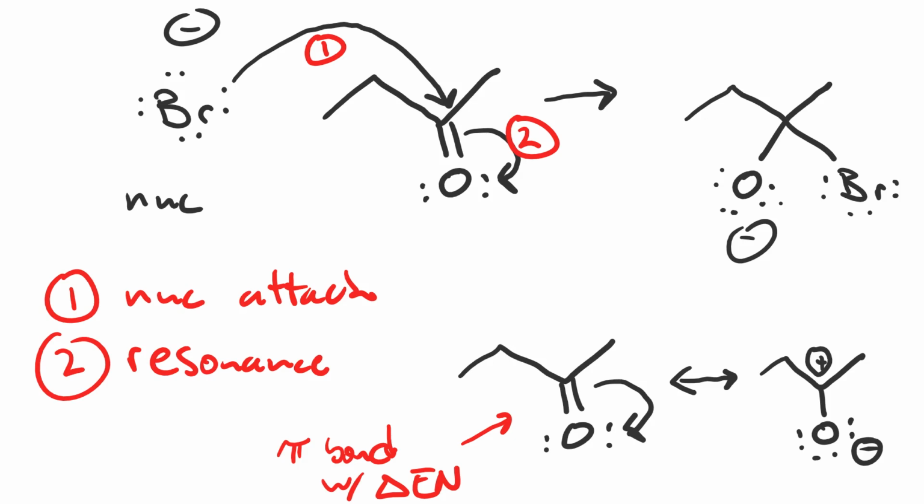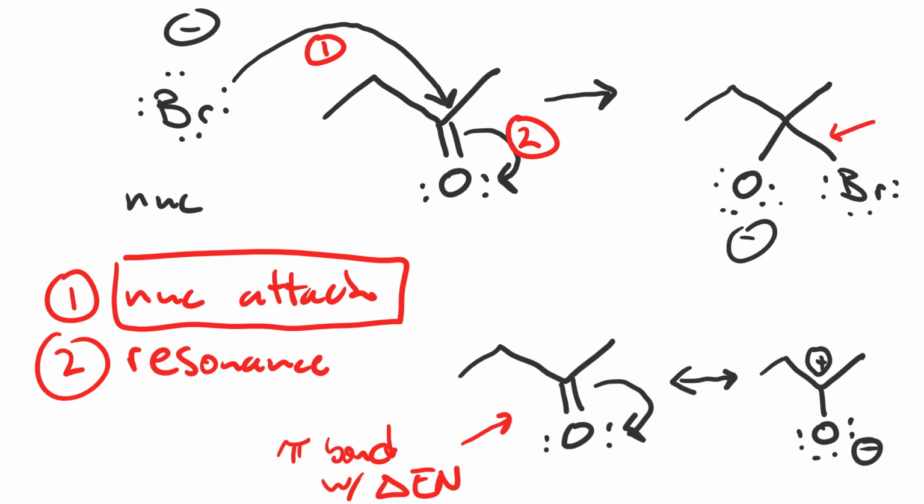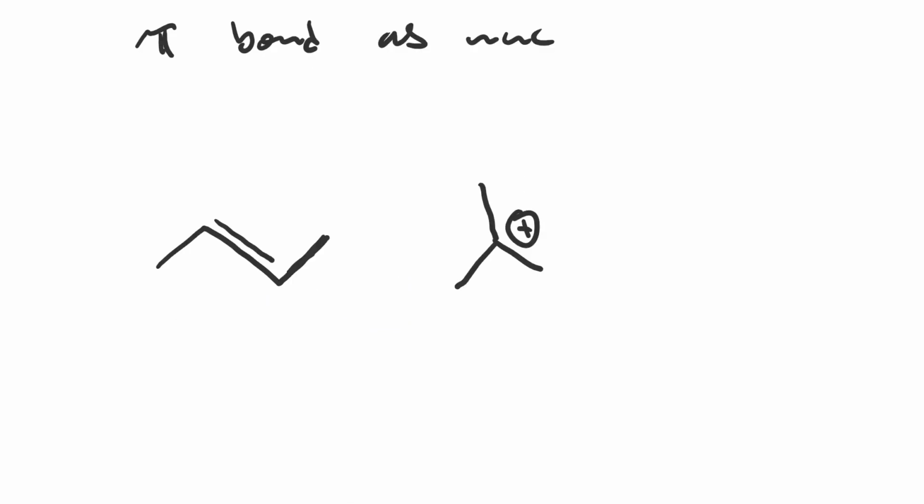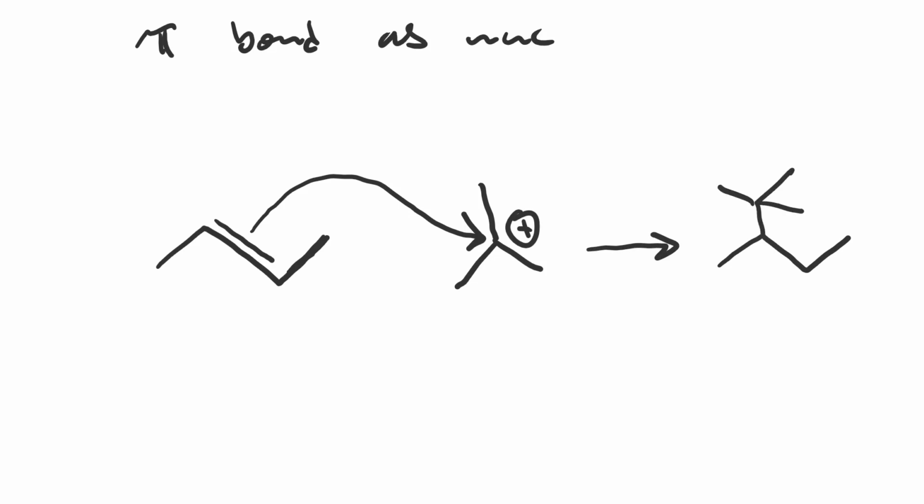But the main thing here, arrow number 1, the nucleophilic attack, is the formation of that sigma bond between the carbonyl carbon and the bromide. A pi bond can also act as a nucleophile. Here we have a carbocation and an alkene. The pair of electrons in the pi bond can become a sigma bond, represented like so. And this gives us a new carbocation.